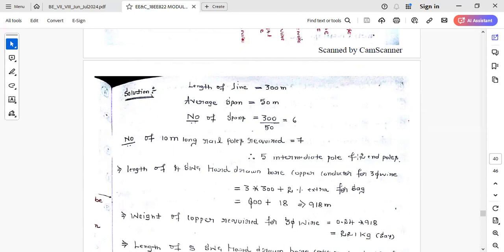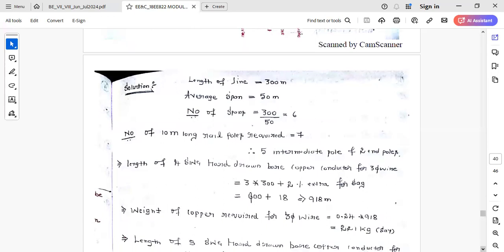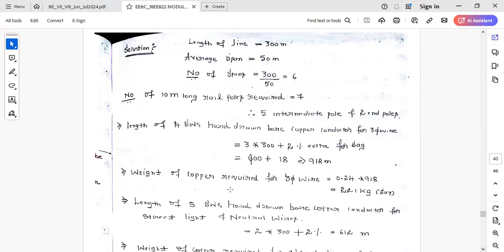Fifth intermediate pole and 2 end poles. Okay, length of the 4 SWG hard-drawn bare copper conductor of 3 phase wire: 3 into 300 plus 2% extra, so total 900 plus 18 is equal to 918. Okay. Weight of the copper conductor of 3 phase wire is 0.24, obviously.